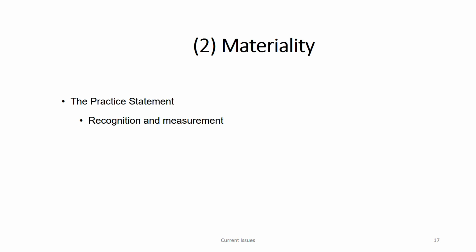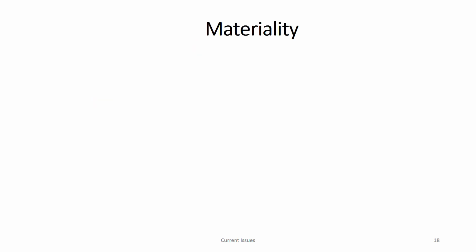Under the practice statement, how do we recognize and measure materiality? We're talking about it already, so this covers the materiality aspect. Presentation: how are we going to present and disclose to the users? What is the process? So these are the following steps that we are going to cover: recognition, measurement, presentation, disclosure, users, and process. Now let us move on in detail.